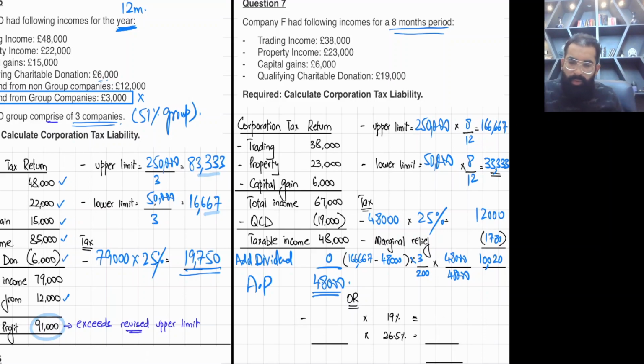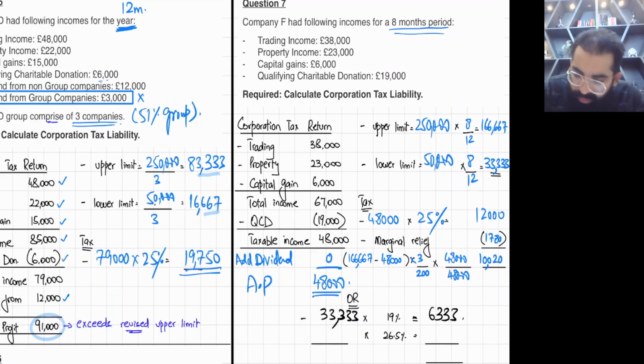Okay, so your taxable income was 48,000. Now you'll pick this 48,000 income and see what the lower limit is in this question. The revised lower limit is 33,333. So now let's do it with bands. On the first 33,333 you will apply the first band rate of 19%. It will be 6,333.